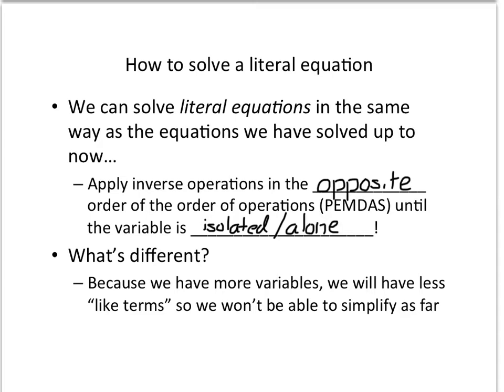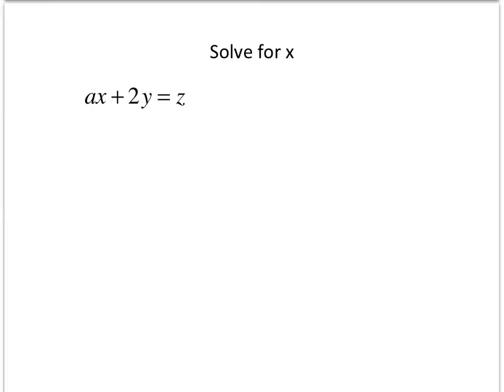Now, the one thing that we do note is different about solving a literal equation versus the other equations in the past that had a single type of variable is that because we have more variables, we're going to have less like terms. So ultimately, as we simplify, we just won't be able to simplify the equation as far, and we'll have a more complex answer. So as a review, let's look at this first problem we're asked to solve for x.